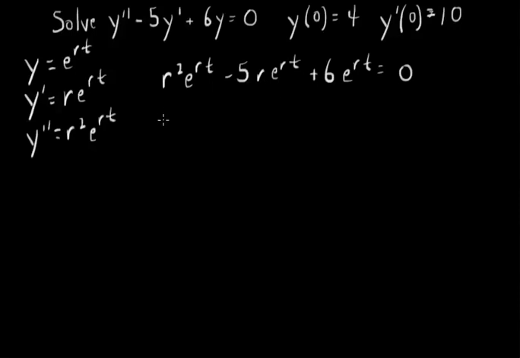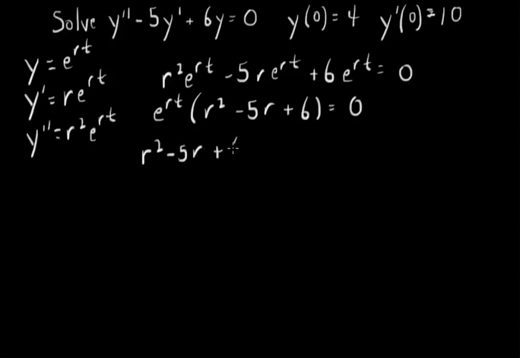Notice that we can factor out the common e term. We get this. E to the rt is never 0. So what we get is r squared minus 5r plus 6 equals 0. And that's going to have a special name. That is the characteristic equation.